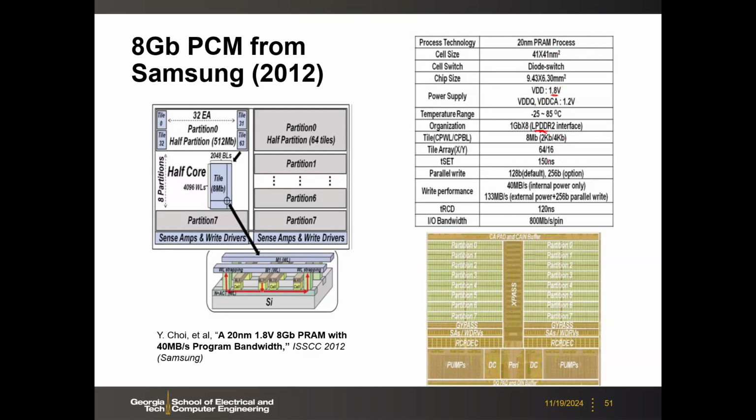And then here you see the set is like 150 nanoseconds. And then the reset must be faster because, as I said, the quench process is faster. So they just care about the slower one, which is the set, at 150 nanoseconds in this case. And then here you see the total internal I/O bandwidth is 40 megabytes per second, but with the external LPDDR2, you can do 133 megabytes per second, right? So then this is the total chip.